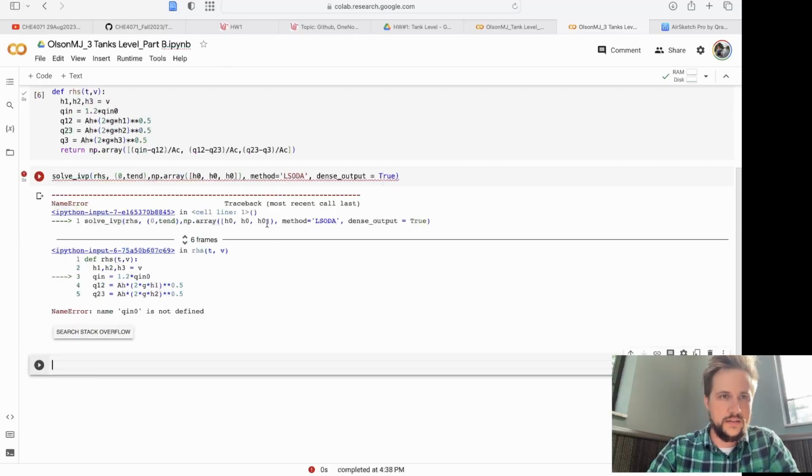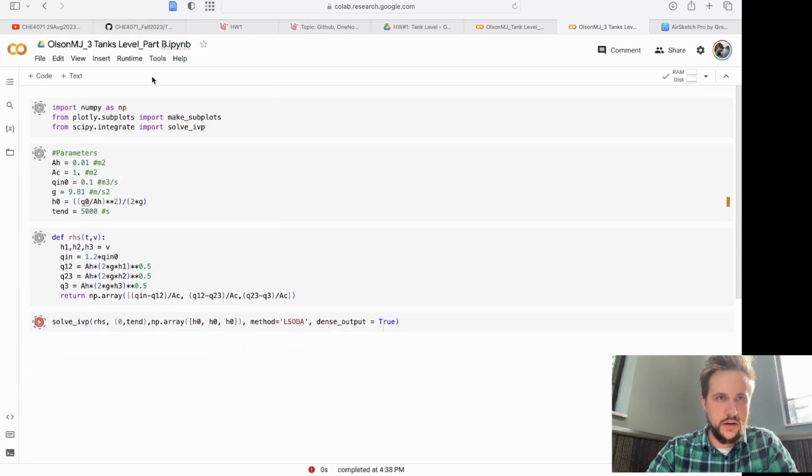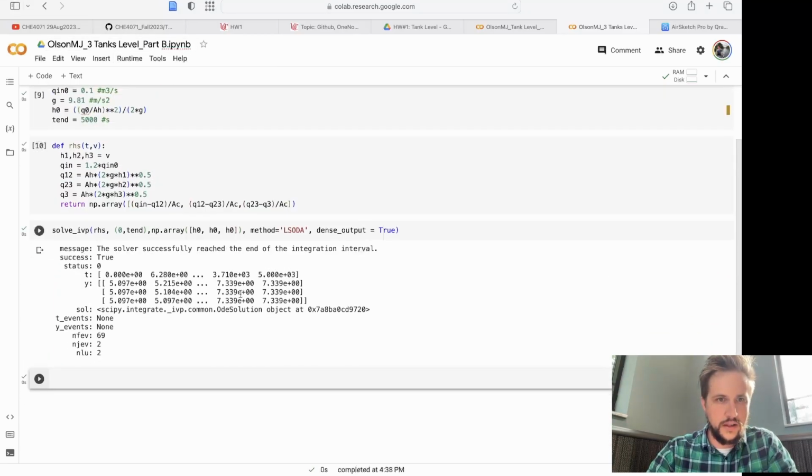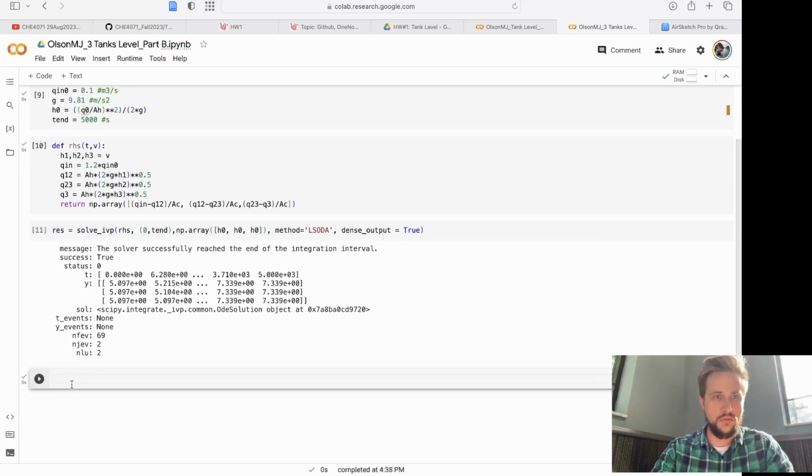Okay, it didn't like that. It said Q I naught is not defined, because I didn't rerun all the things from the beginning. Okay, there we go. Now, another thing is we're going to call this variable result.